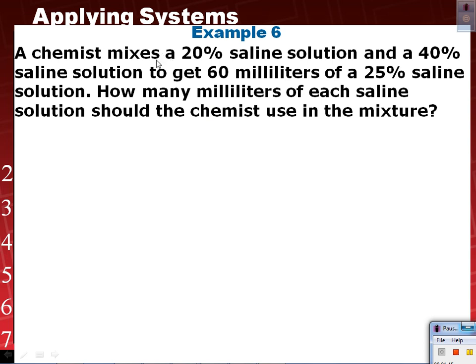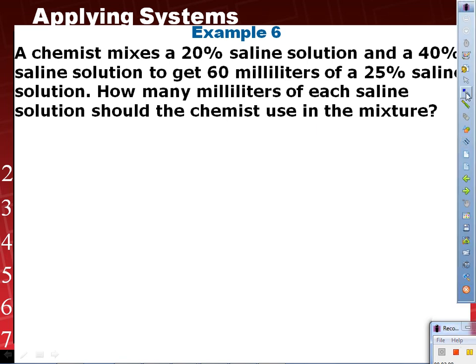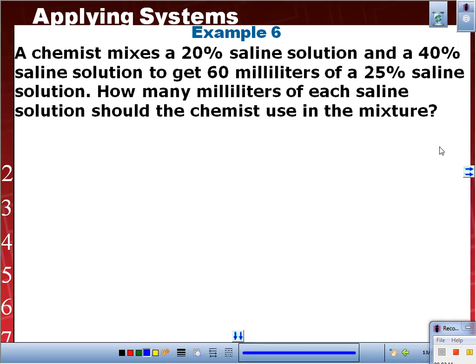A chemist mixes a 20% saline solution and a 40% saline solution to get 60 milliliters of 25% saline solution. How many milliliters of each saline solution should the chemist use in the mixture? So, to get started, we're going to continue using our acronym, once again, with your colored pens. I'm going to start with blue. I'm going to circle important numbers.